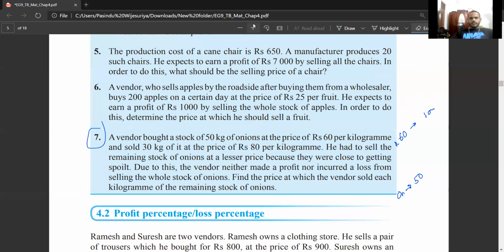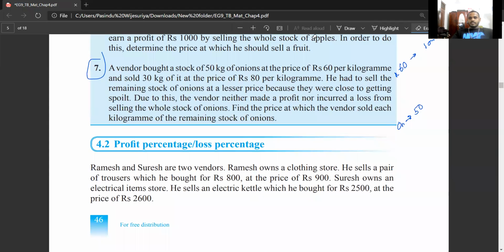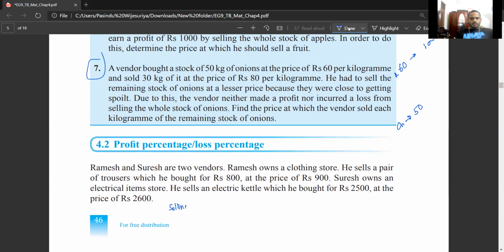I'm going to make this a bit bigger. I'm going to increase the size so it's easy for me to write. So I will write it here. So then, the selling price of 30 kg onions is 30 into selling at 80.